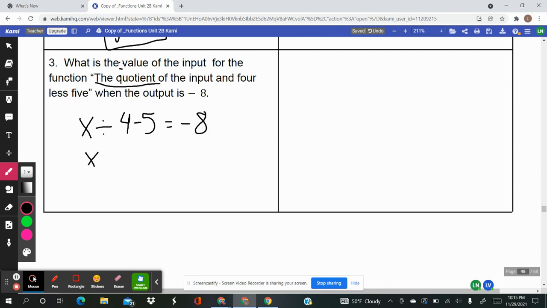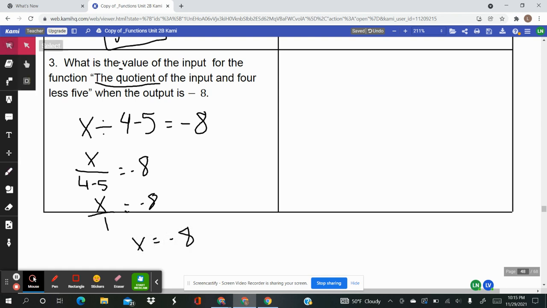So simplifying, x divided by 4 minus 5 equals negative 8. So I just rewrote that into fraction form. So x divided by negative 1 equals negative 8. X equals negative 8.